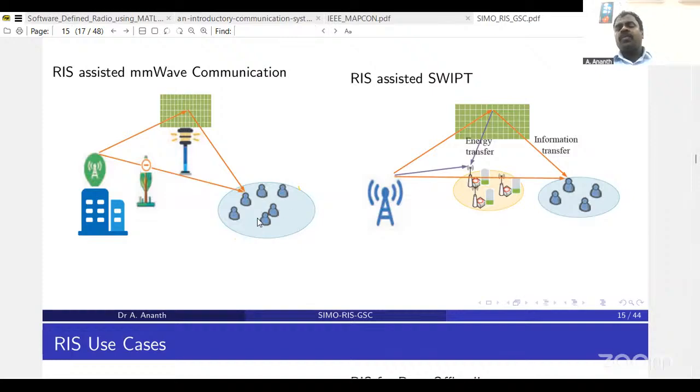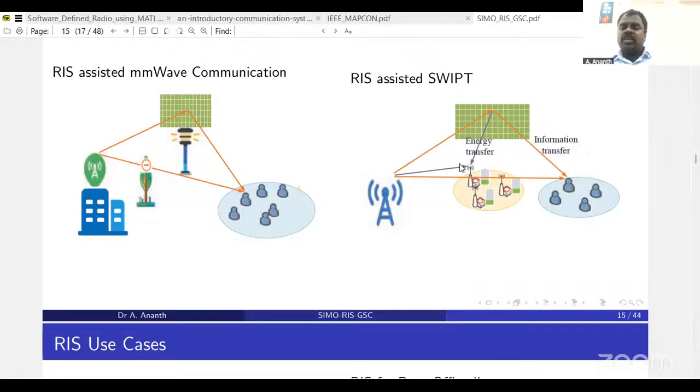In such scenarios, what we can do is have some reflecting surface installed or mounted on some wall. So the reflection from this reconfigurable intelligent surface can ensure that this group of users gets signal information. Similarly, RIS also can be used along with the SWIPT technique, which is simultaneous wireless information and power transfer. We all know that this is an energy harvesting technique used in wireless communication systems, where to sustainably run wireless communication devices, we go for energy harvesting.